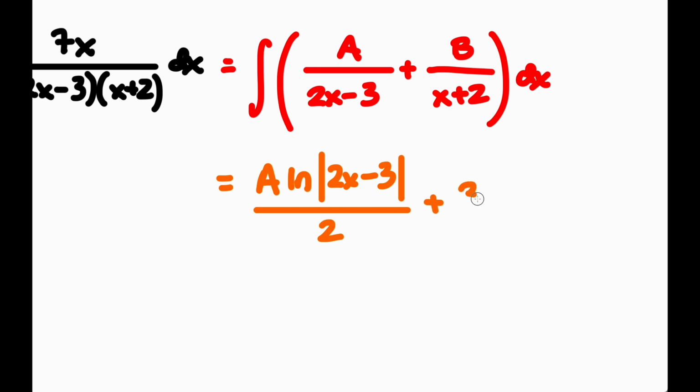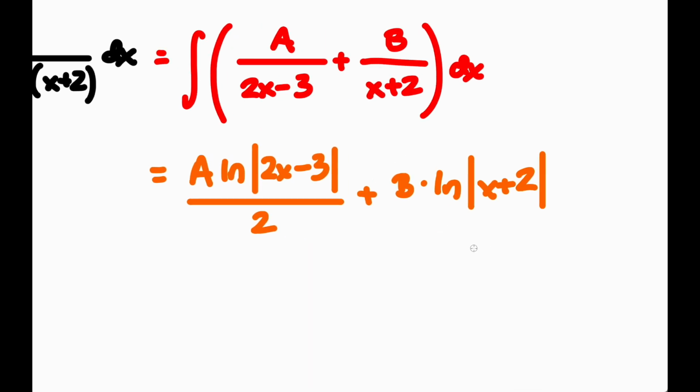Plus b times the ln of x plus 2. We do not have to divide by 1. If you want to write it down in there, that's fine. You can divide by 1, but you don't need that. And then we're going to have a plus c.